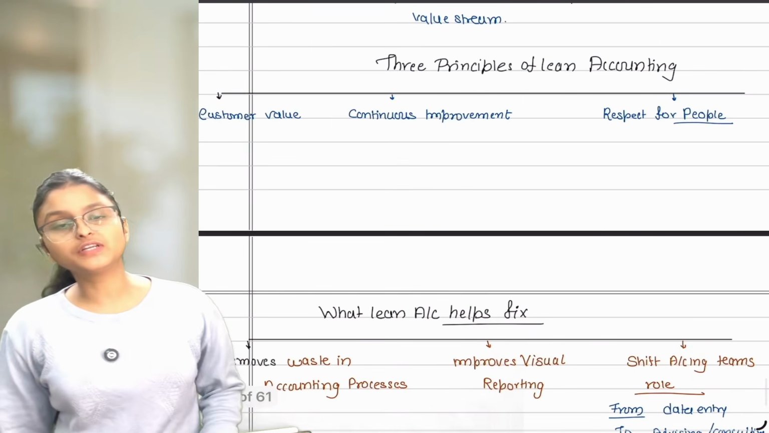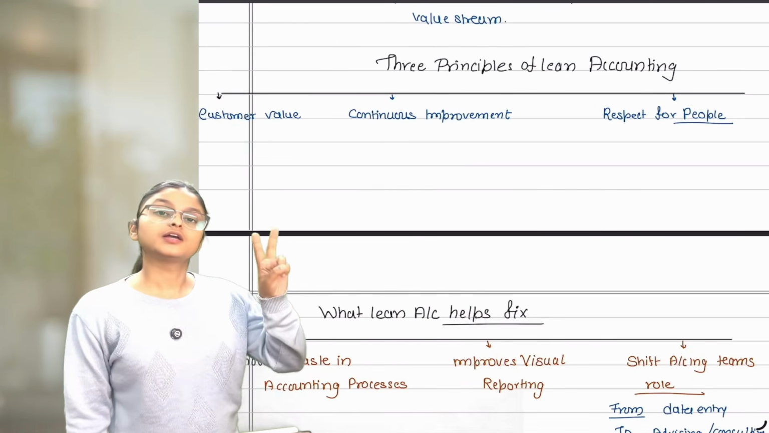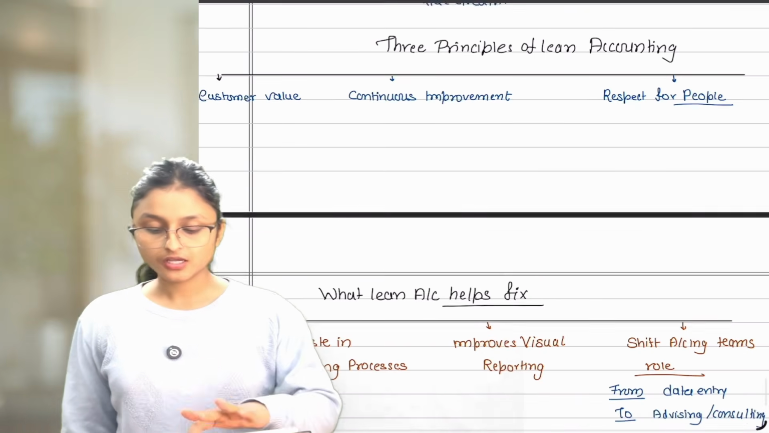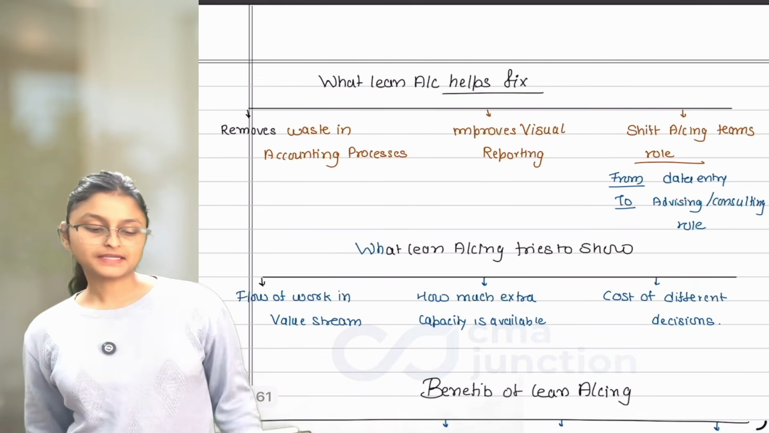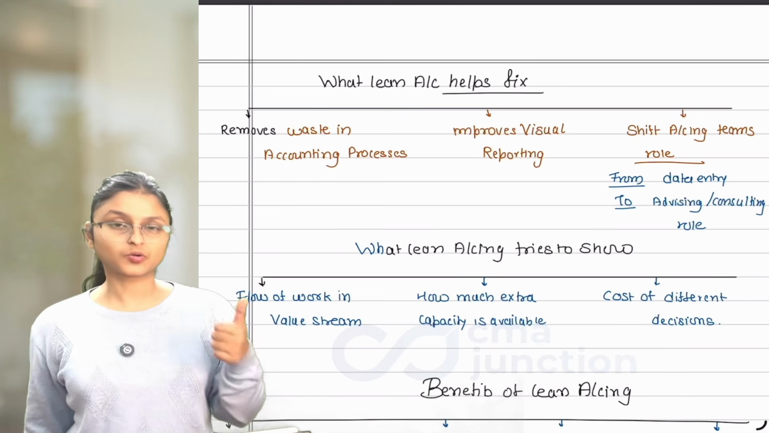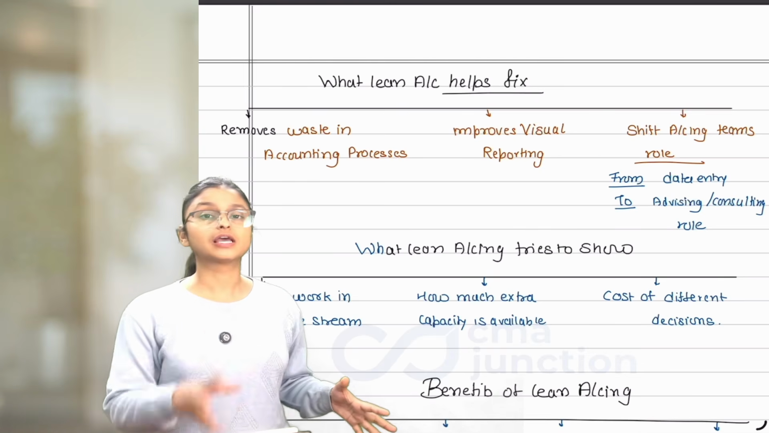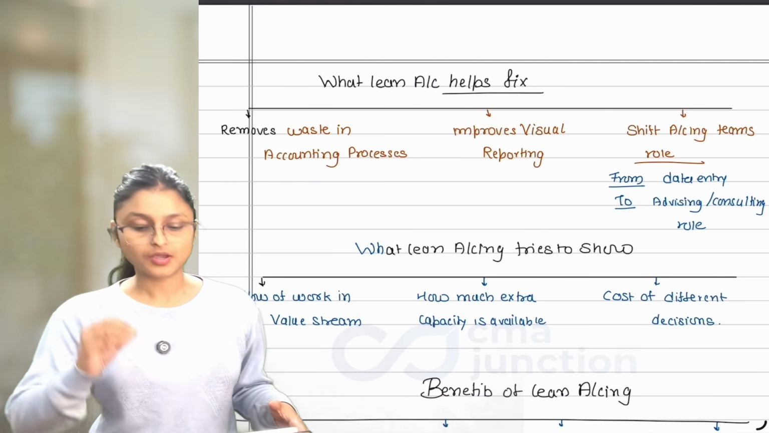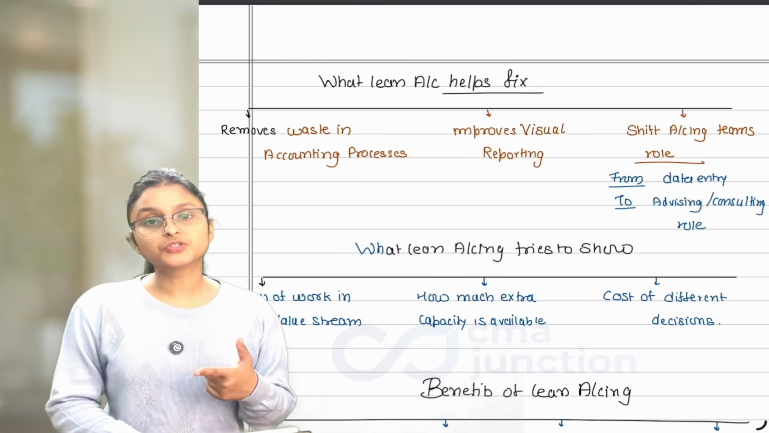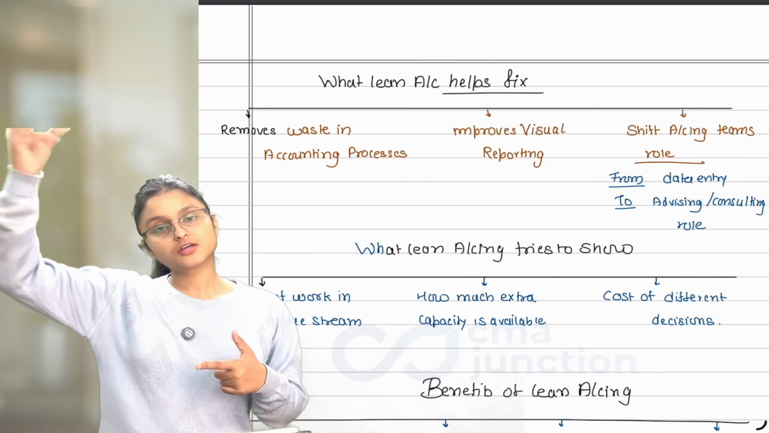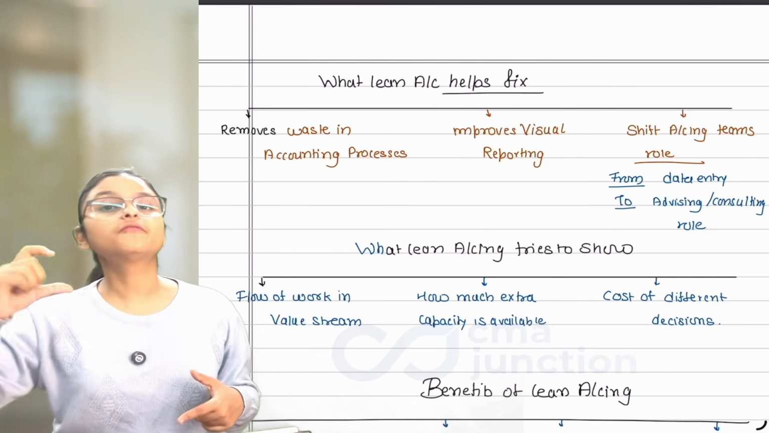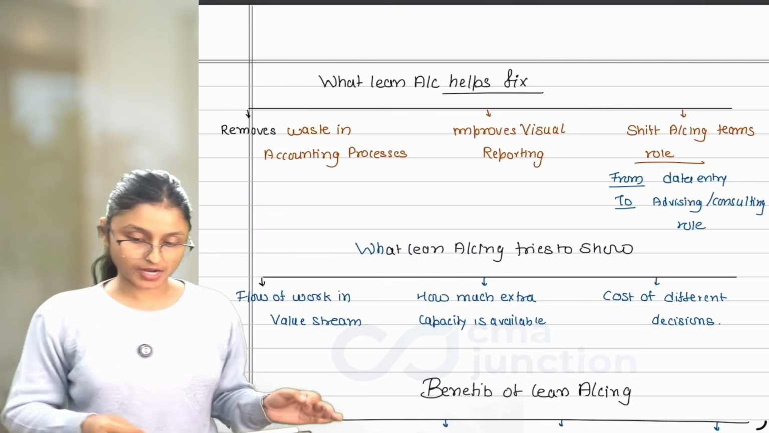The 3 principles of lean accounting are customer value, continuous improvement and respect for people. What does lean accounting help fix? It helps us remove waste in accounting processes. Whatever waste is there in our accounting processes, we are able to reduce or remove it. It improves visual reporting rather than long reports. We are mainly focusing now on visual reports, which are easy for our managers to understand.